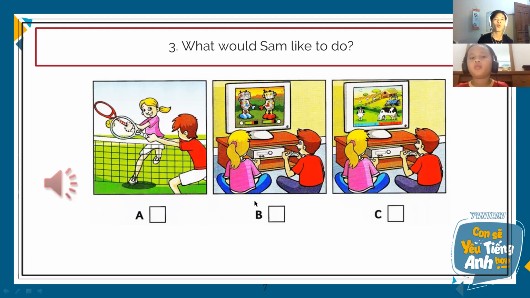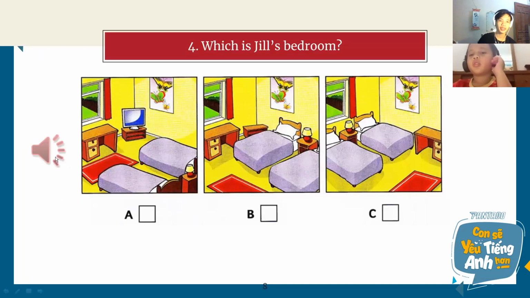All right, now, what does Sam like to do? A, B, or C? A. Okay, now continue. Which is your bedroom?